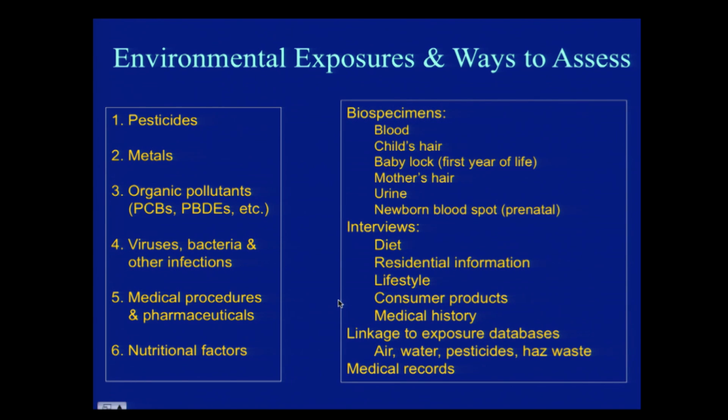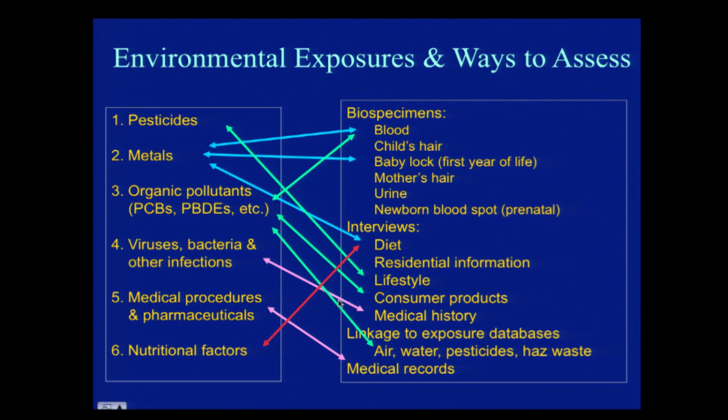And then, these are ways that we can collect either direct exposure data or information about potential exposures using biospecimens of various types, conducting interviews, linking to exposure databases, and that comes from having the residential information. And of course, we heard about the pesticide use report, but there are many interesting exposure databases in California. And then, of course, medical records is another way to get at past exposures. And so for any one thing we're interested in, there may be multiple ways to get at that exposure.